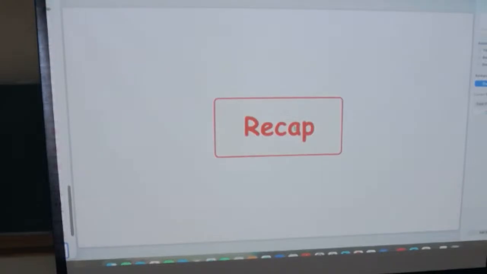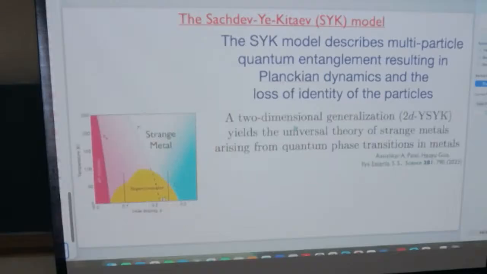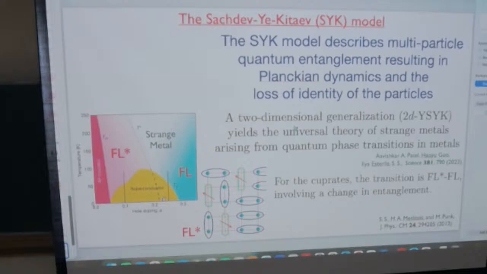All right, so I'm done. So to quickly recap the main part of my talk, there's the SYK and the Yukawa-SYK model. They give you solvable models of Planckian dynamics. And the two-dimensional generalization of this Yukawa-SYK gives you a universal theory of strange metal arising from a quantum phase transition in metals, basically any quantum phase transition. But in the cuprate, that quantum phase transition is sort of special because it doesn't have any broken symmetry. This is this FL star to FL transition, which I haven't really told you more about how we set up.